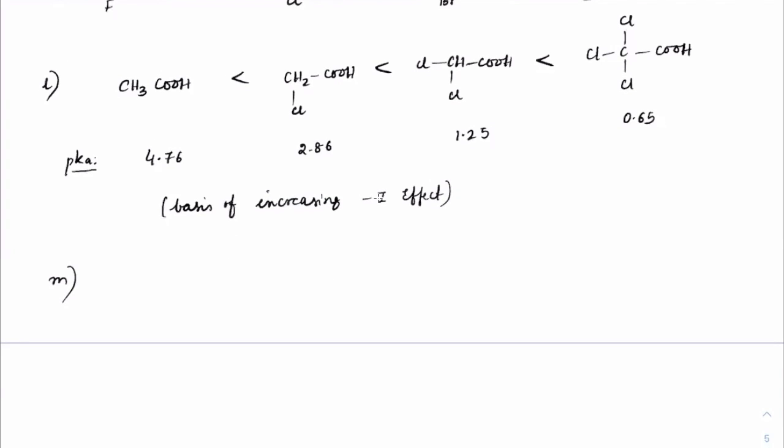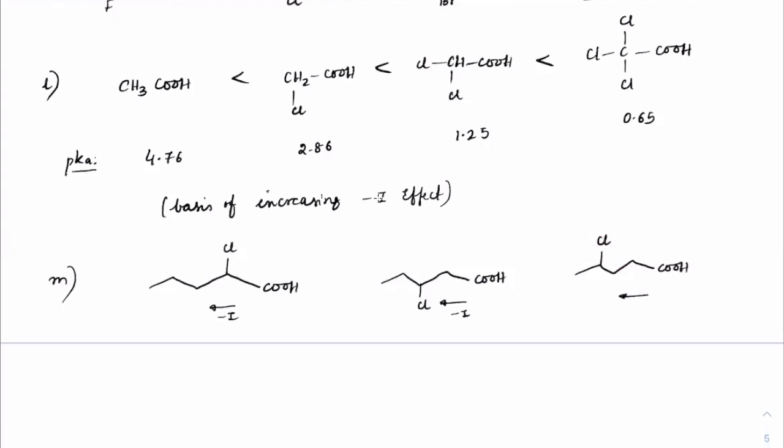Now suppose we compare on the basis of distance: COOH with chlorine here, COOH with chlorine here, and COOH with chlorine here. In all the cases, it is withdrawing only. Even if you have one withdrawing group, it will make the entire group withdrawing. So in all of them there is minus I effect only. But effectively, which is giving more minus I effect? Where the chlorine is closest.